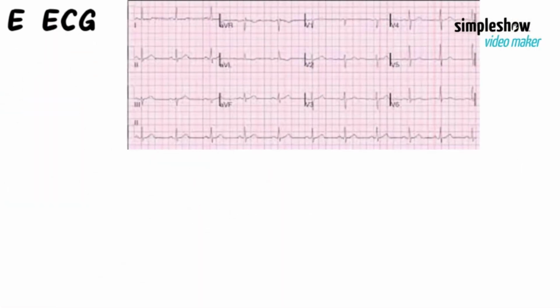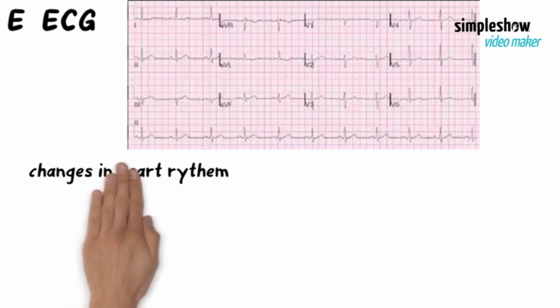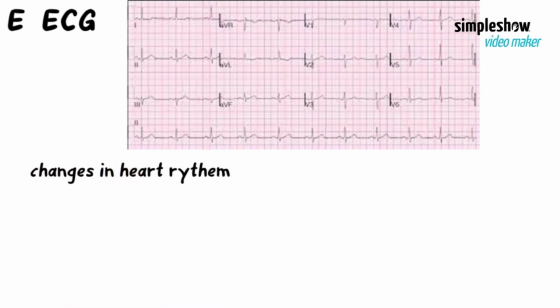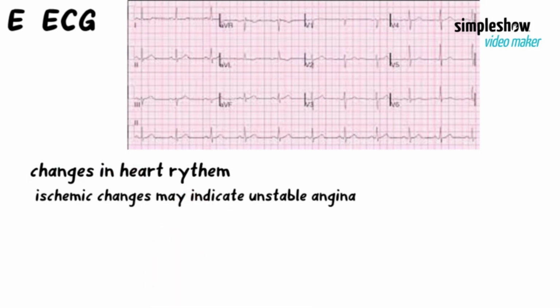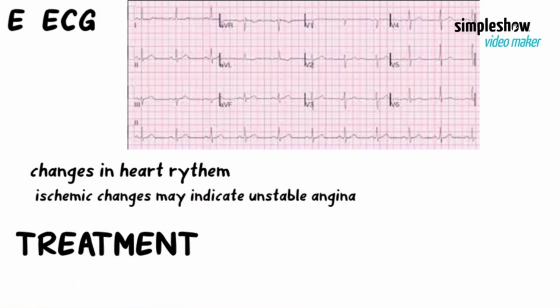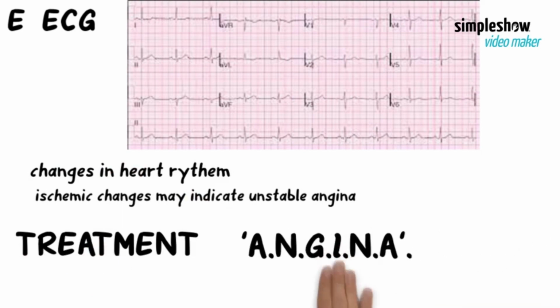ECG, electrocardiogram. An ECG is a commonly used test to evaluate the electrical activity of the heart. It can help identify any abnormalities or changes in the heart's rhythm and detect ischemic changes that may indicate unstable angina. Now for the treatment part, we are using the angina part of the mnemonic.